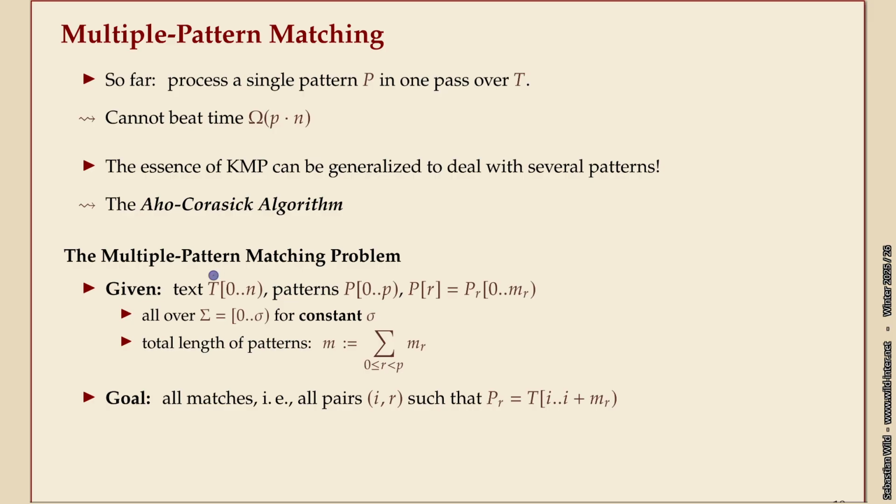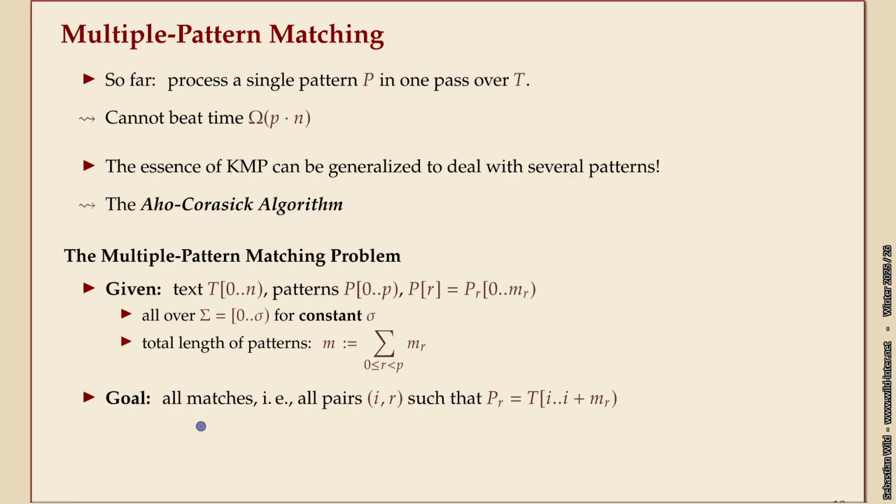Formally, we're looking at the multiple pattern matching problem. So we're given the text and several patterns. Same notation as in the read mapping problem at the beginning. I just wanted to repeat the notation so that people remember. The patterns can have different lengths. What we'll need as well is the total length, because that will pop up in the running time. Now, given that input, the goal is to find all matches of any of the patterns in the text.